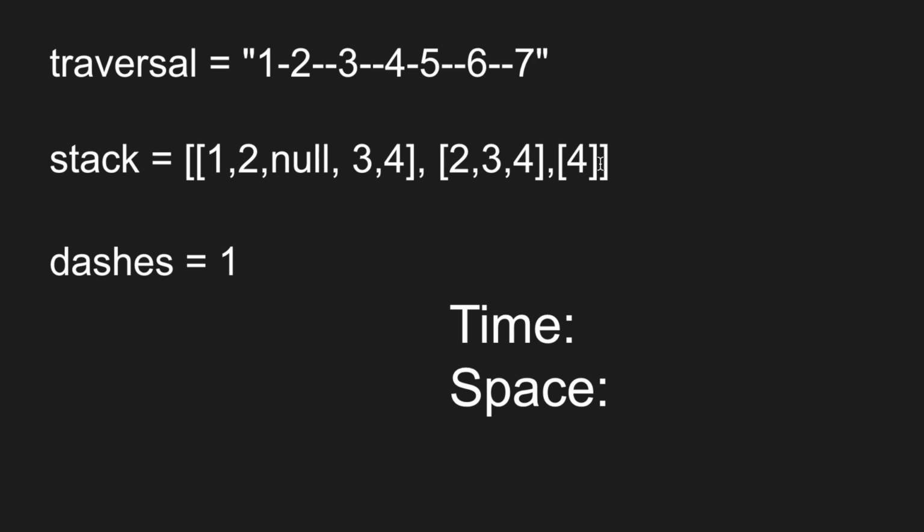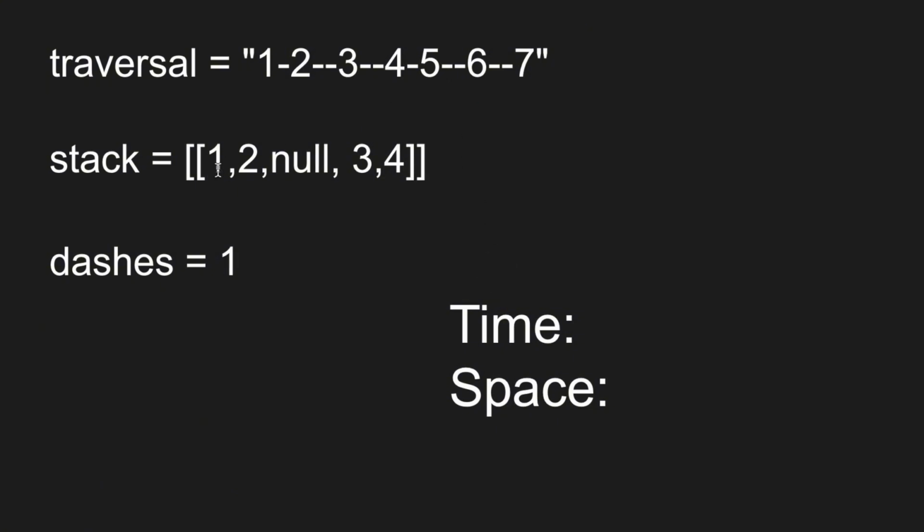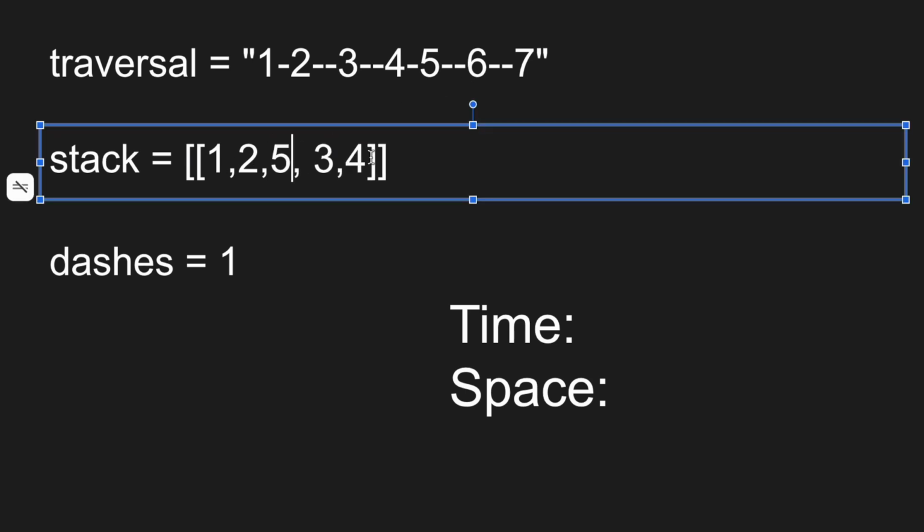But the stack has a length of 3, so we need to pop from the stack. Now the stack has a length of 2, so we need to pop again. And now that it's equal, and we see that 1 does have an element to the left, so we will add 5 to the right, and then we will append 5.